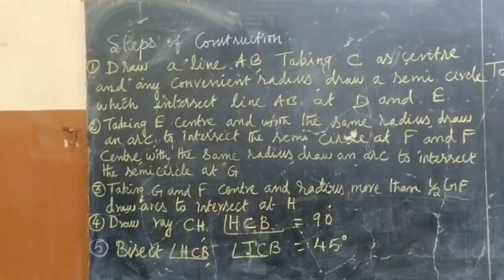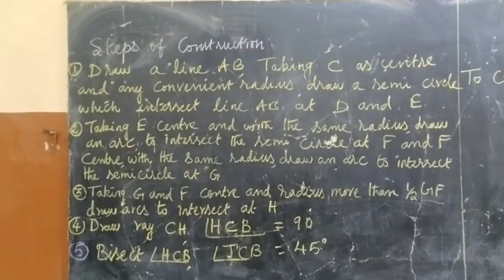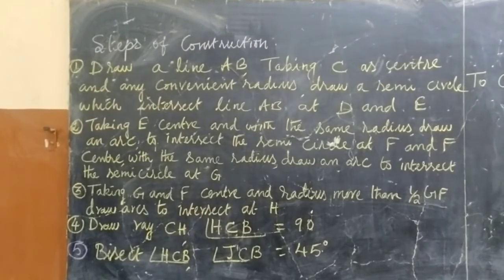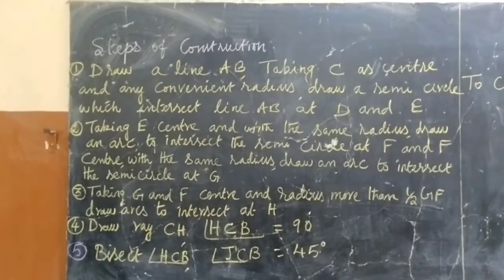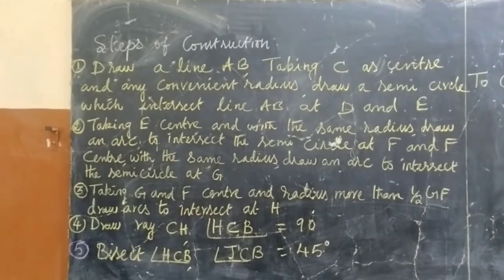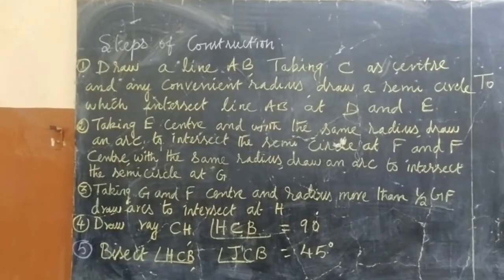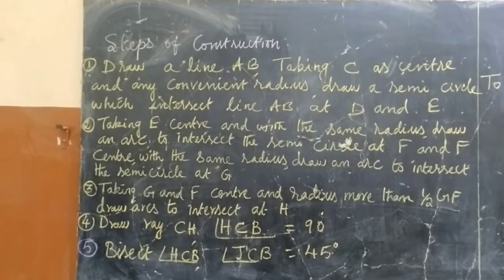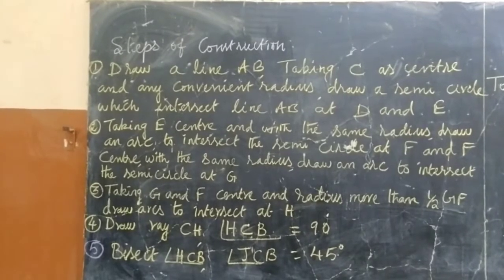Taking E as center and with the same radius, draw an arc to intersect the semicircle at F, and taking F as center with the same radius, draw an arc to intersect the semicircle at G. Taking G and F as centers and radius more than half of GF, draw arcs to intersect at H. Draw ray CH. Angle HCB is equal to 90 degree.